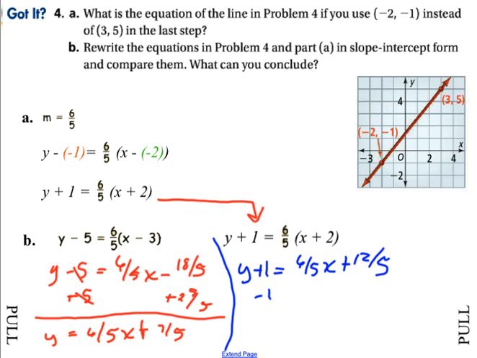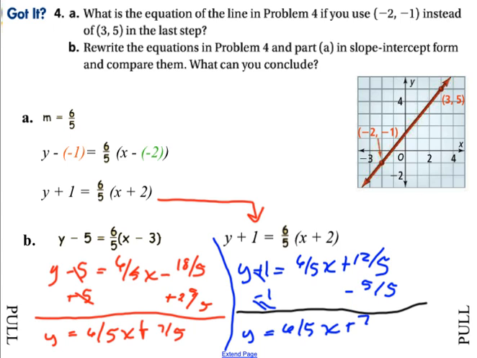Alright, so now we need to subtract 1 from both sides, and so on this side, instead of saying minus 1, I'm going to write it as minus 5/5. That'll just make life a little bit easier. We can subtract the fractions a little bit quicker. And then on the left hand side, the 1's cancel. Plus 1 and minus 1 add to 0. So we get y is equal to 6/5 x, and then plus 12/5 and minus 5/5 ends up being a plus 7/5. So now if you compare these equations right here, they are exactly the same equation. When we put them in slope-intercept form, you can see that they are exactly the same equation.